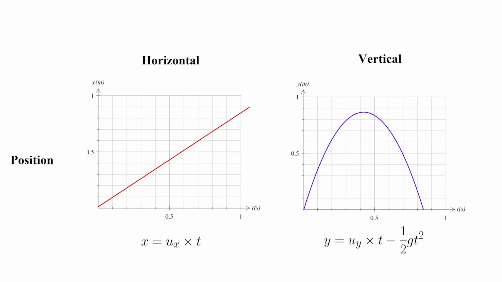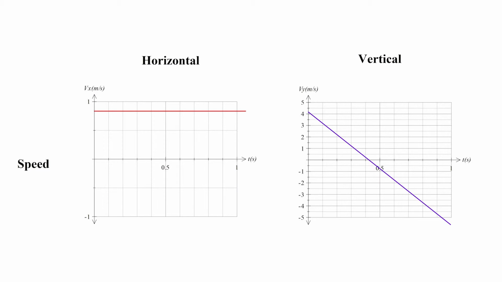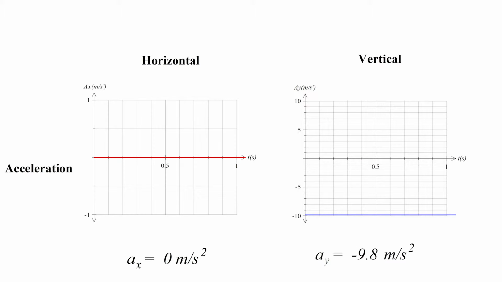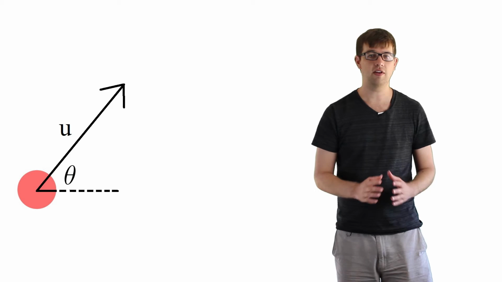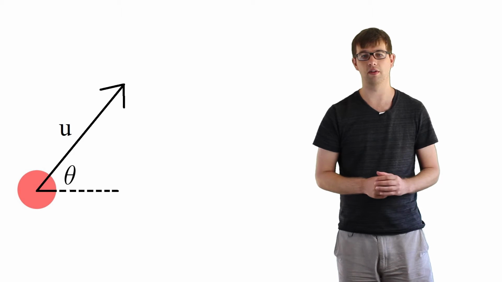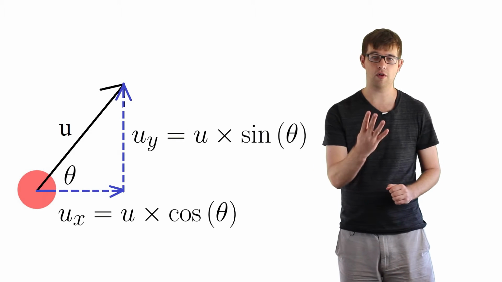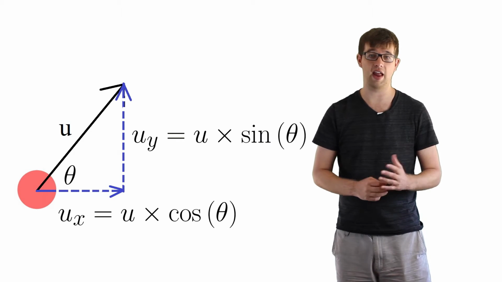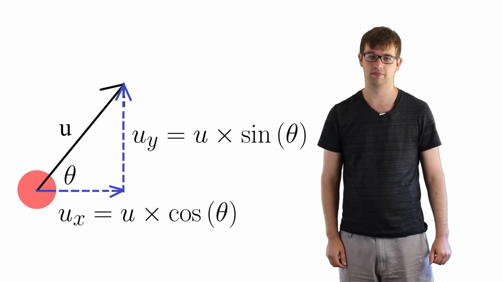We can use the graphs of position to find the speed and acceleration in each direction. We now have all the information we need to solve any projectile motion question. After you've separated the initial velocity into horizontal and vertical components, there are only 4 equations you need to know to solve any projectile motion question.